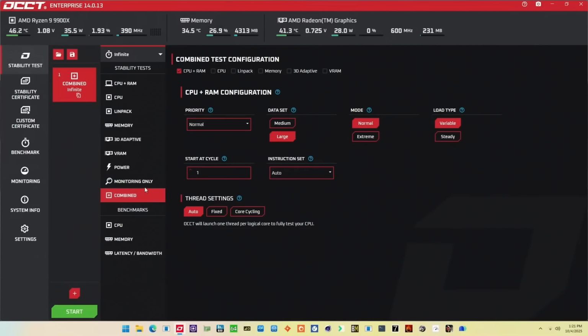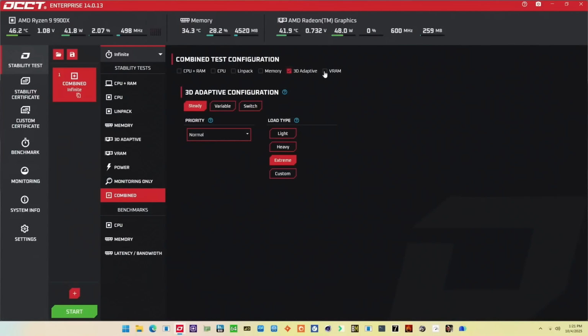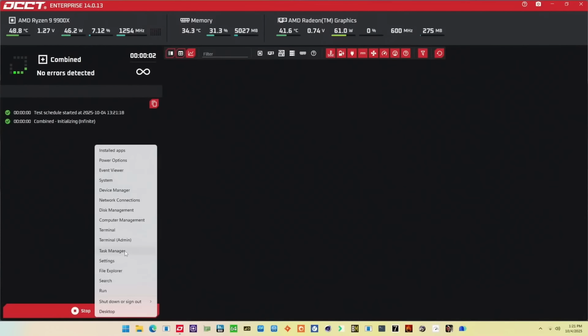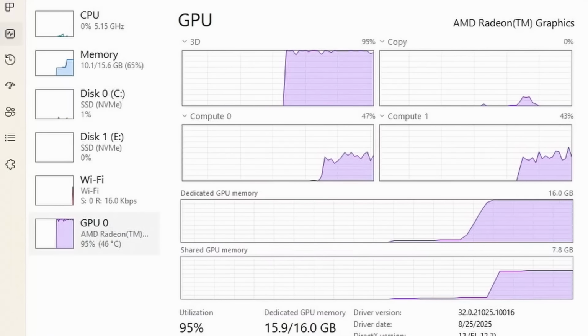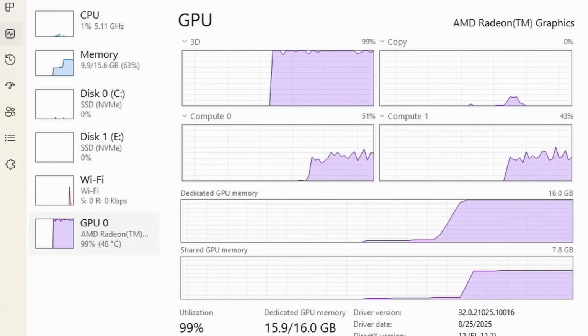For the stress test part of the guide, I still rely on OCCT as I usually do, but rather than picking one specific workload, I used its combination function to run both 3D adaptive and VRAM workload at the same time. The reason is simple. I want to stress the GPU and dedicated portion of the DDR5 memory at the same time.